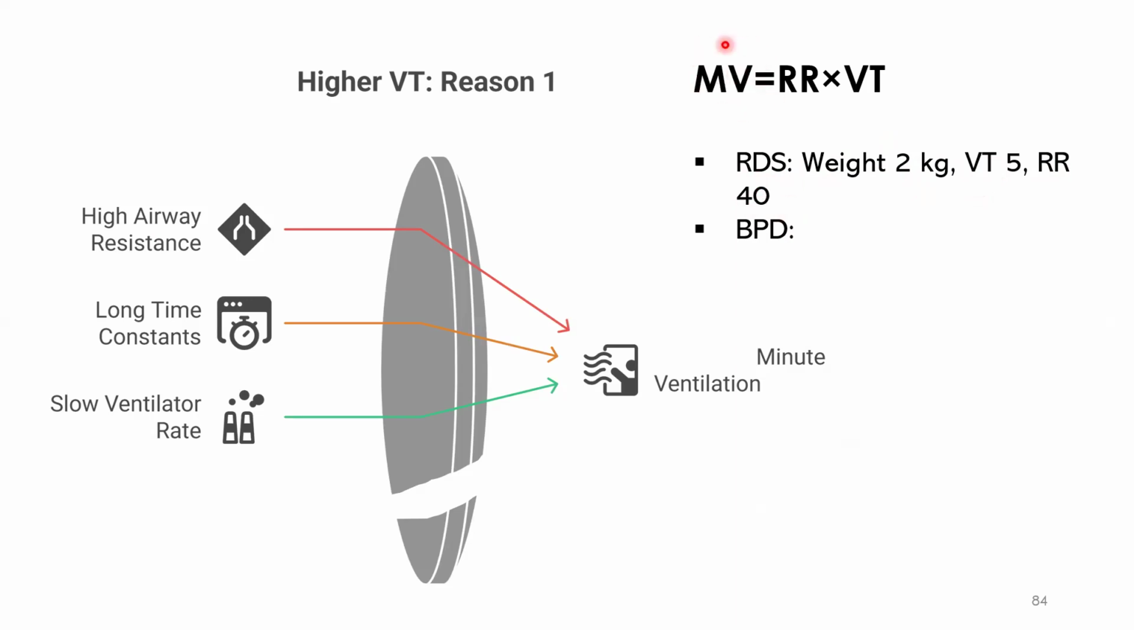So to increase the minute ventilation, you have to increase the tidal volume. Otherwise, you can't achieve adequate minute ventilation. So a larger tidal volume is required to achieve adequate minute ventilation. It's the first reason why you should use the tidal volume on the higher side.